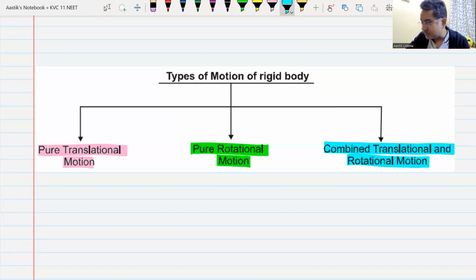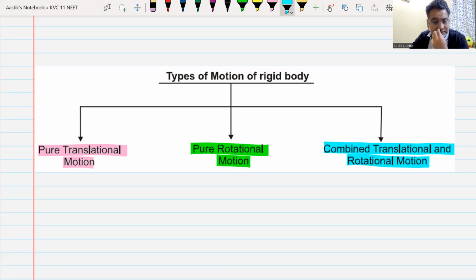Please note this down first. We'll go through each and every motion step by step. I'll give you 2 minutes to note down these three types of motion. We have these three types of motion of a rigid body, and we have already done some of them. At least the first one we have already done.